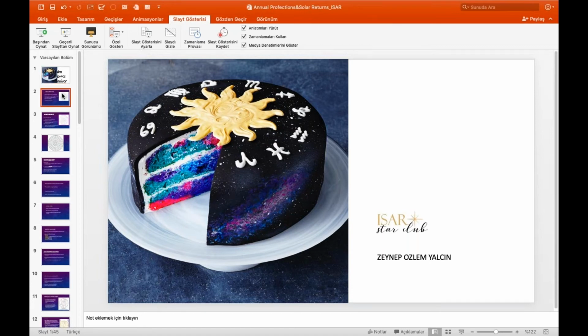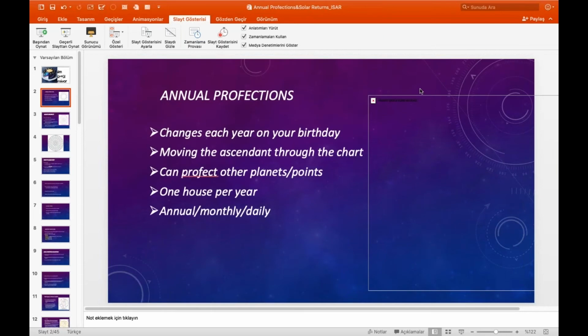Now, here we go. Sorry for that, we can't see the chart here, but I hope we don't have much problem in the following pages. Annual profections. Maybe you have already heard this technique. Maybe you are new to this technique, but I will explain from the very start. And if you don't have any knowledge about that, you will understand very easily.